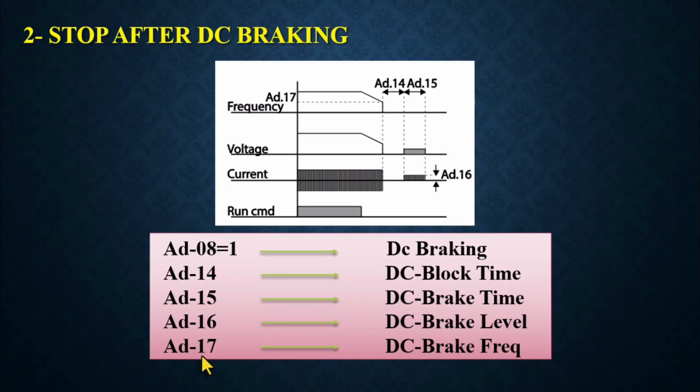For example, if you set AD17 to a frequency of 40 Hz, at 40 Hz and any frequency lower than 40 Hz, as soon as you issue the stop command, the motor shaft will lock in place and your motor will stop. Or if you set AD17 to 40 Hz and your inverter is currently running at 50 Hz, when you issue the stop command, the inverter will not inject direct current until it reaches 40 Hz. So the frequency set in AD17 includes the frequency you set and any lower frequencies.